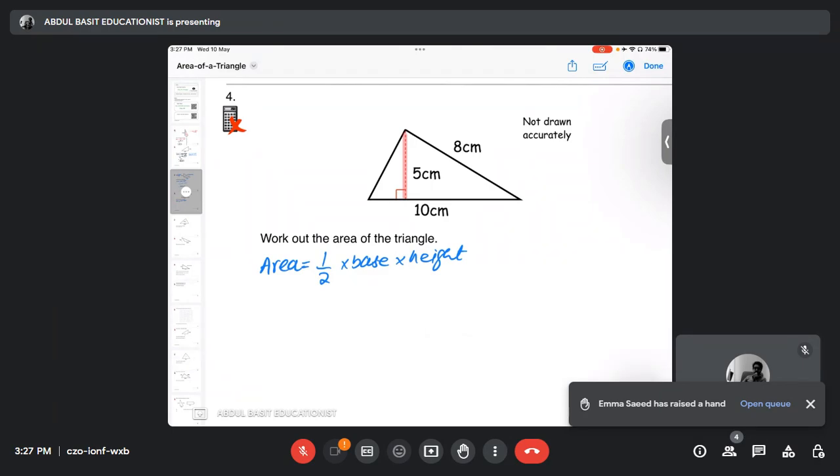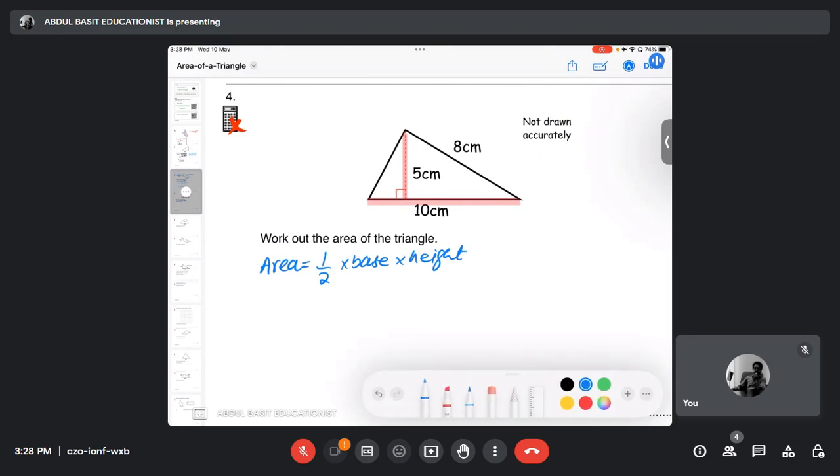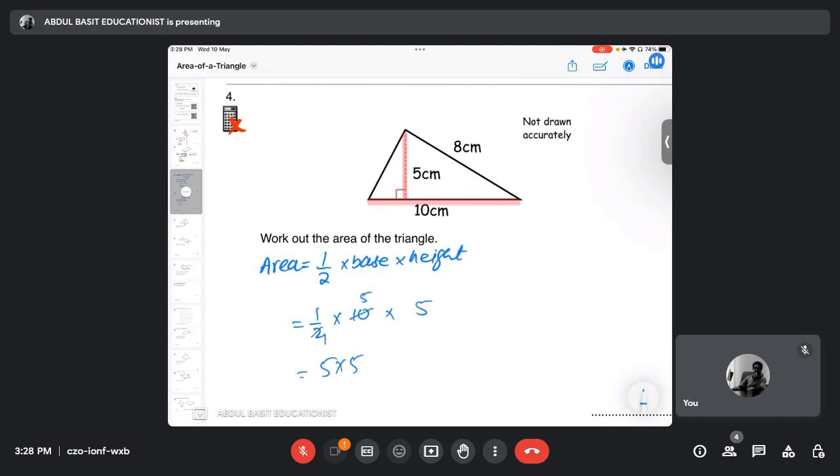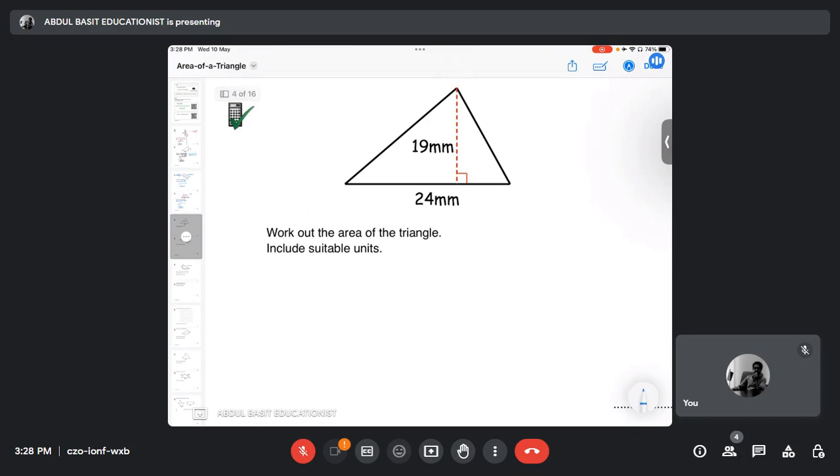Okay, wait a minute now. We can see that the base of this triangle is 10 and the height is given to us. So 1 by 2 times base is 10 times 5. So 2 ones are 2, 2 fives are 10. I got 5 times 5, which is 25 centimeters squared. That is the area of this triangle. Is this clear, everybody? Yes, sir. Please try this question on your own.